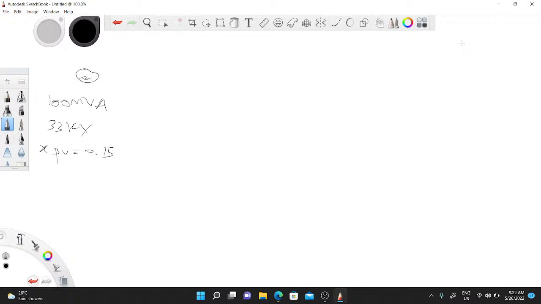So we have motors. First we have M1. M1 has 30 megavolt amps. They are all at 30 kilovolts, and they all have XPUs of 0.2. So this is the rating of M1. M2 has a rating of 20 megavolt amps. M3 has a rating of 50 megavolt amps. So these are the three motors we are talking about here.